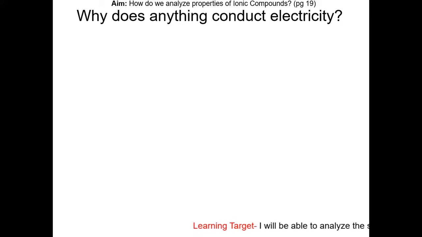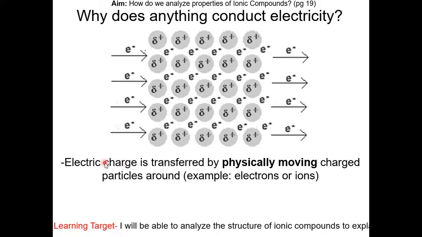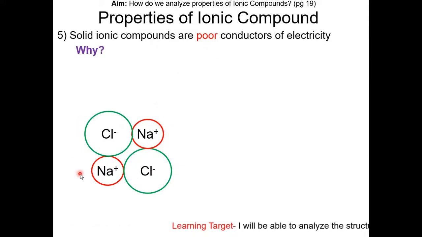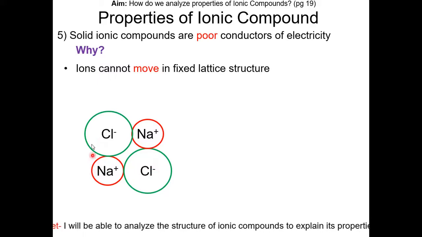In order for anything to conduct electricity, the charged particles must move from one place to another, because electric charge is transferred by physically moving charged particles, for example, electrons or ions. In the case of an ionic compound in a solid state, the ions cannot move because they're in a fixed lattice structure. So even though they have ions, they are not moving, so they cannot transfer any electric charge.